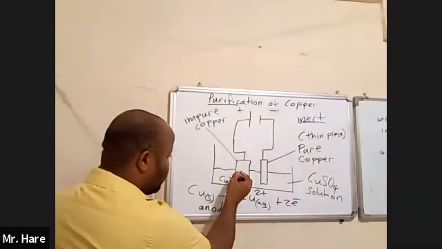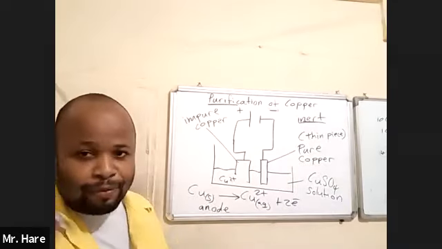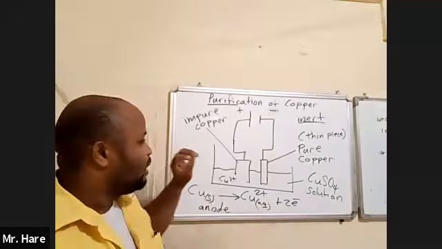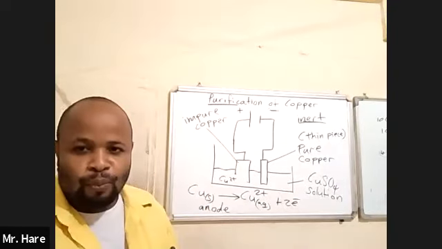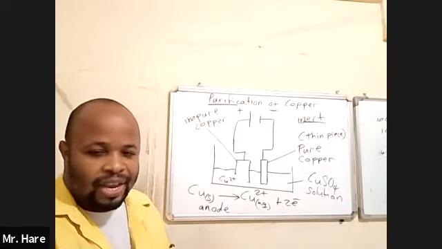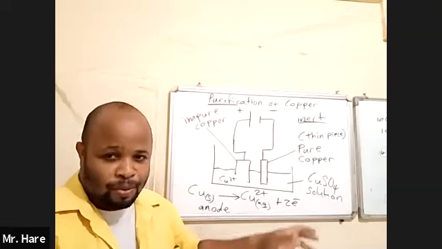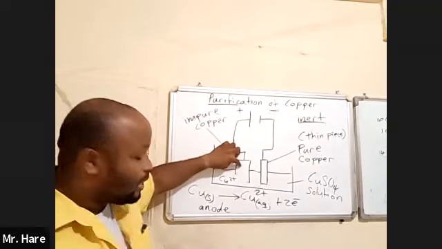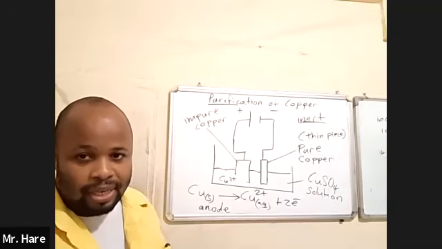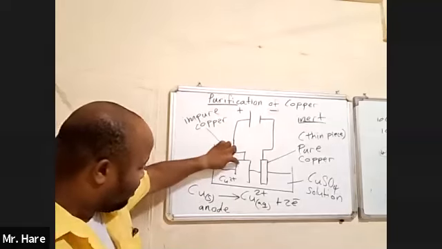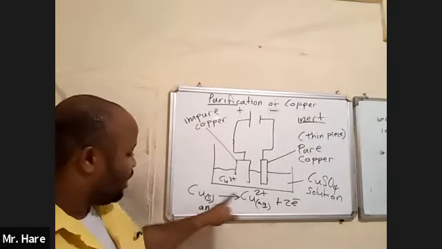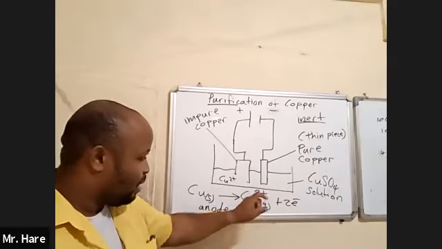The copper anode itself is being oxidized. It's not like the case that we were looking at, where the negative ion would go to the anode and get oxidized. The anode itself is getting oxidized. So the copper atom on your impure copper is being oxidized to copper ions.